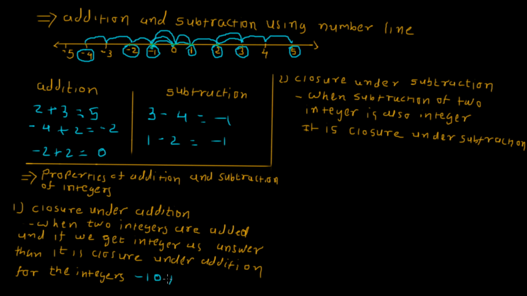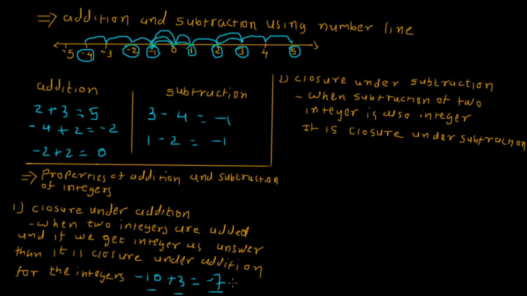Let's add 3 and -10. What we get? -7. So guys, here we have -7 as the answer. We added two integers and what we got? -7 is also an integer. So guys, this proves that there is closure under addition for the integers.